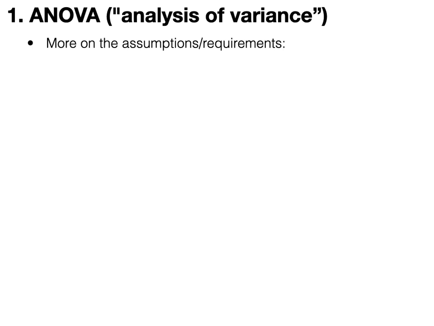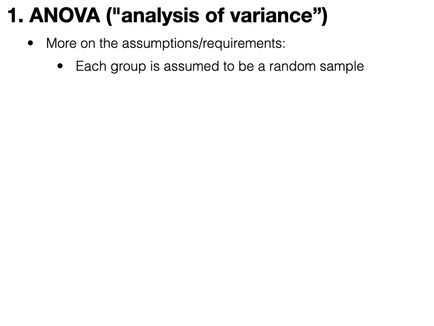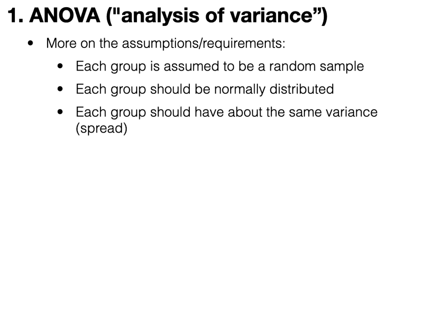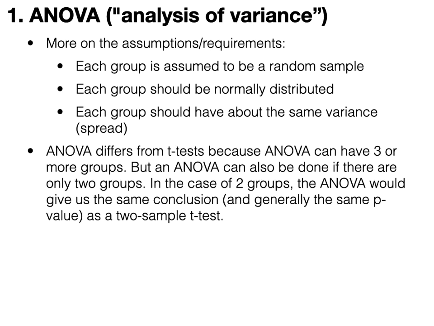Okay, so a few more assumptions or requirements of the ANOVA. Each group, again, is assumed to be a random sample. Each group should be normally distributed, the response variable in each group. And each group should have about the same variance or spread. So ANOVAs differ from t-tests because ANOVAs can have 3 or more groups, but ANOVAs can also be done if there are only 2 groups. And in the case of 2 groups, the ANOVA would give us the same conclusion and usually the exact same p-value as the two-sample t-test.